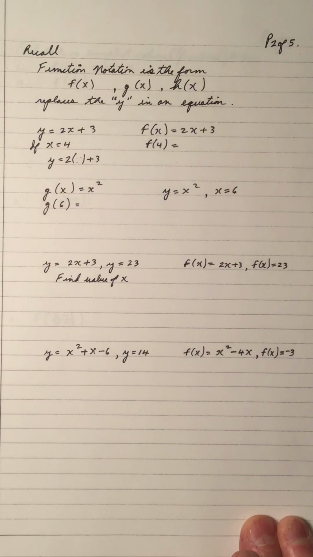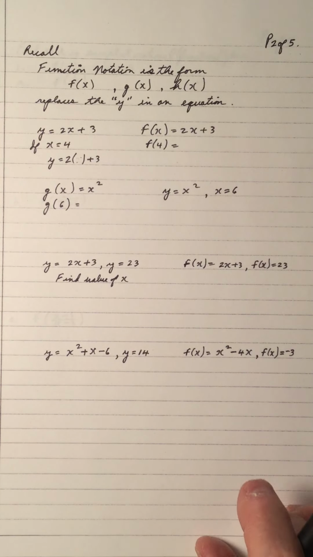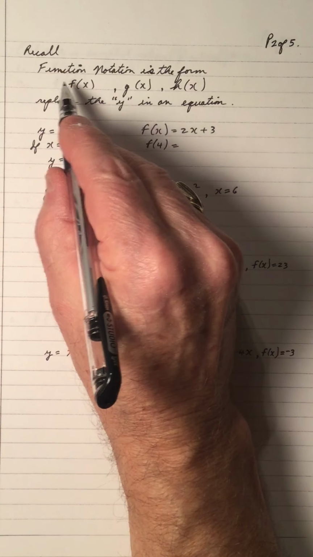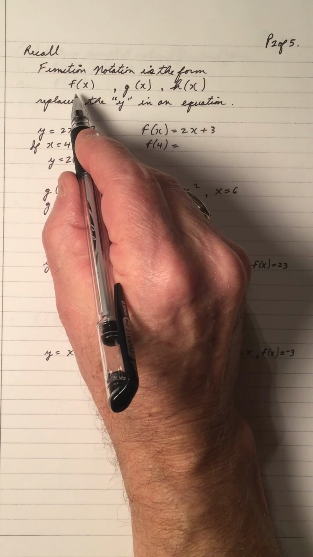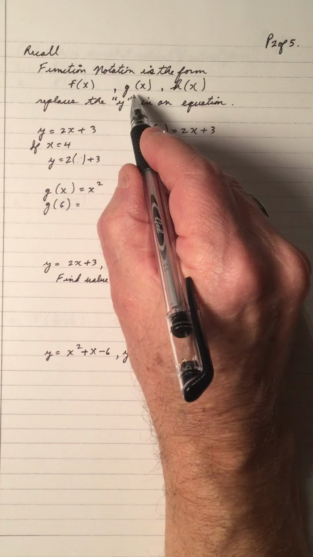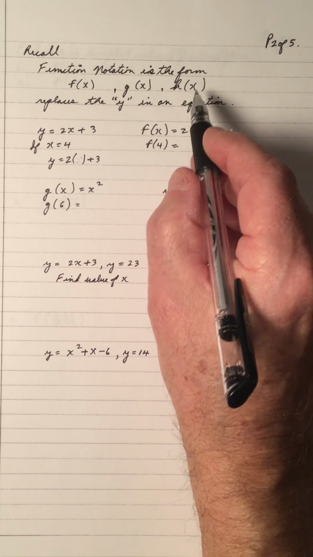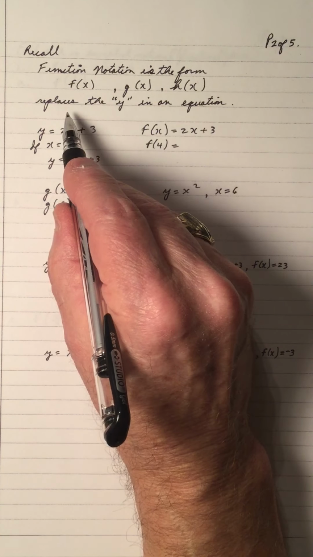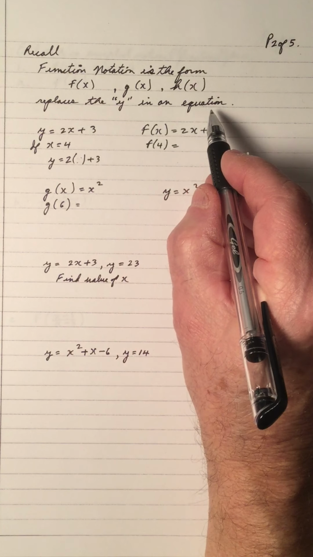This video is going to talk about functional notation. Recall functional notation in the form of f of x, g of x, h of x. So functional notation is this form. It replaces the y in the equation.